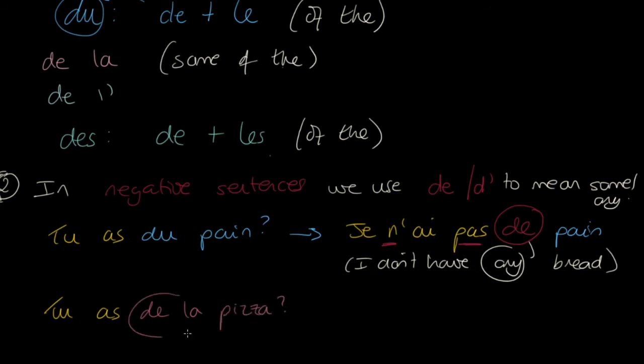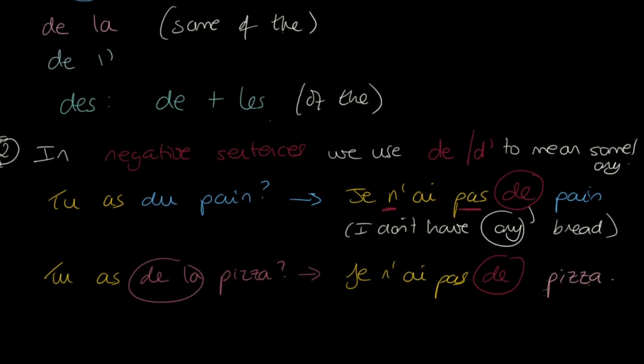Okay, do you have any pizza? Tu as de la pizza? My answer then is going to be je n'ai pas, and watch what happens again, de pizza. So it doesn't matter here whether my noun is masculine or feminine. It's going to be the same word each time, de. It also doesn't matter if it's plural, so we'd say je n'ai pas de légumes, I don't have any vegetables.